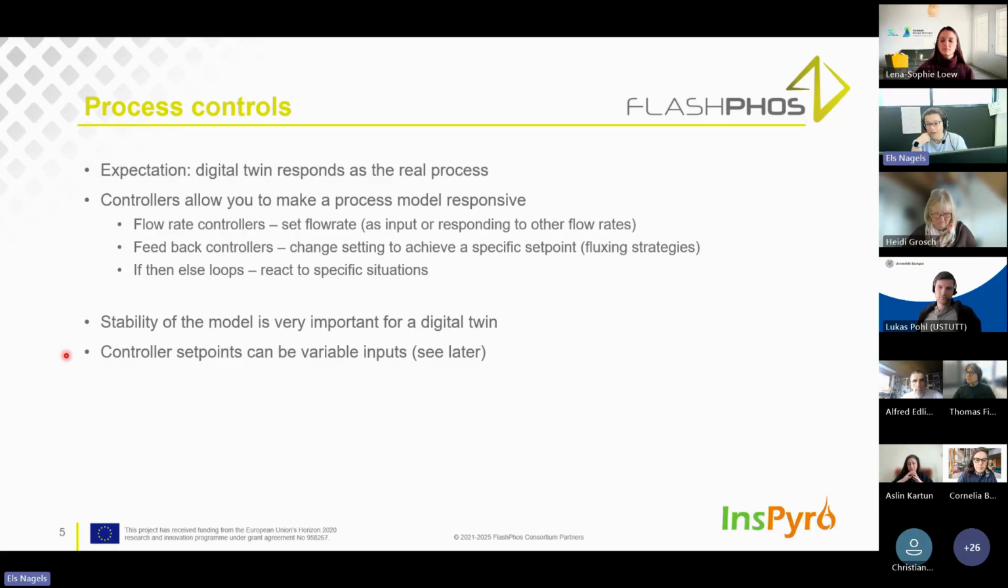And then these controller set points can be variables on their own. They're not fixed, so you can have your system as flexible as you want. So setting these controllers is a very important part of turning the model into a digital twin.